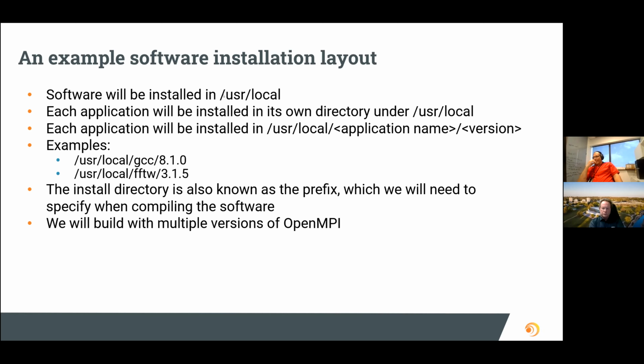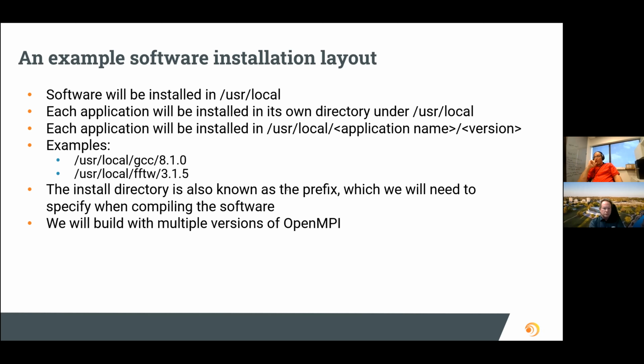So we'll be using /usr/local as our top level directory, and then each application is going to be installed in its own directory under /usr/local. And then there's going to be a directory with the application name and then a separate subdirectory with the version name. So by the path, we can easily tell what version we're using.